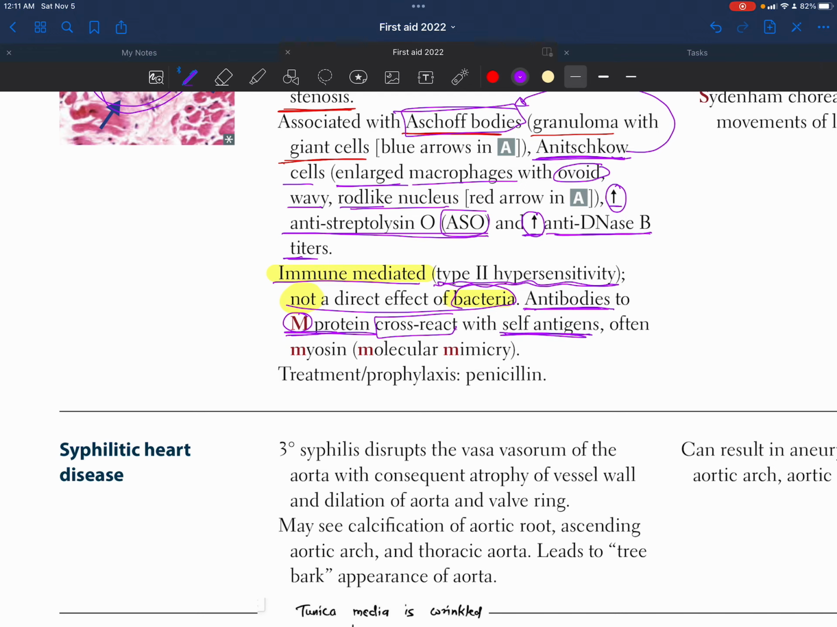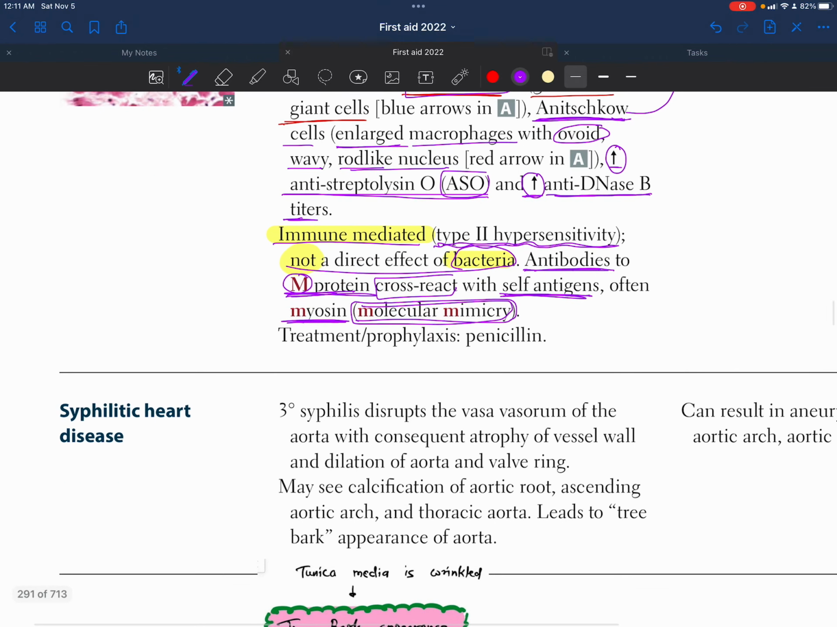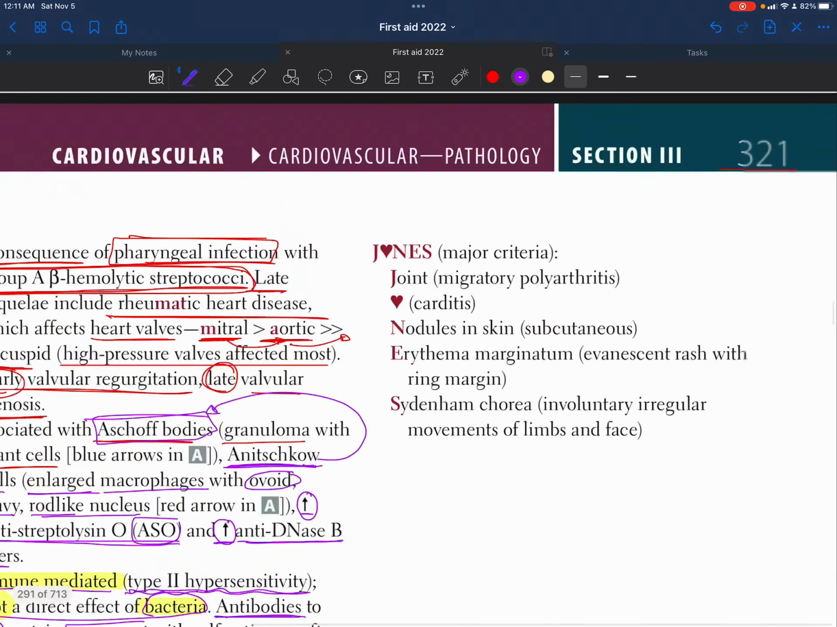Often the proteins affected in rheumatic fever are the myosin. The whole process of the immune system attacking the myosin or the M proteins, because of type 2 hypersensitivity, is called molecular mimicry. These molecules look similar to each other, so it's hard for the immune system to differentiate what to attack from what not to attack. The treatment is the same as the prophylaxis, and that is penicillin.